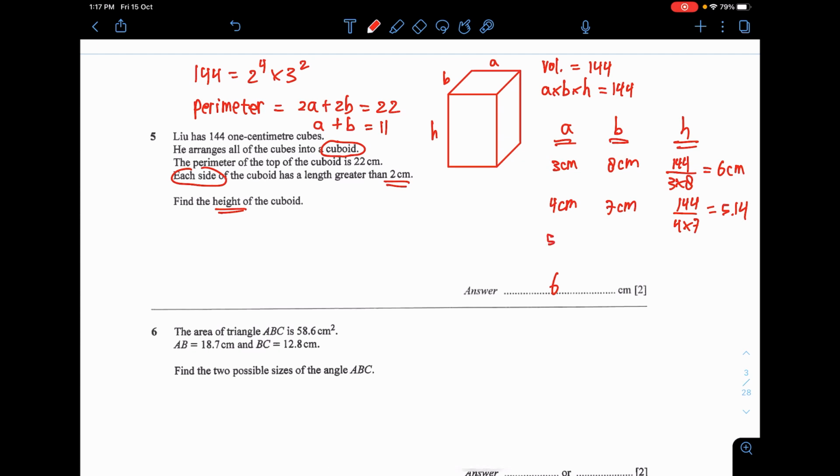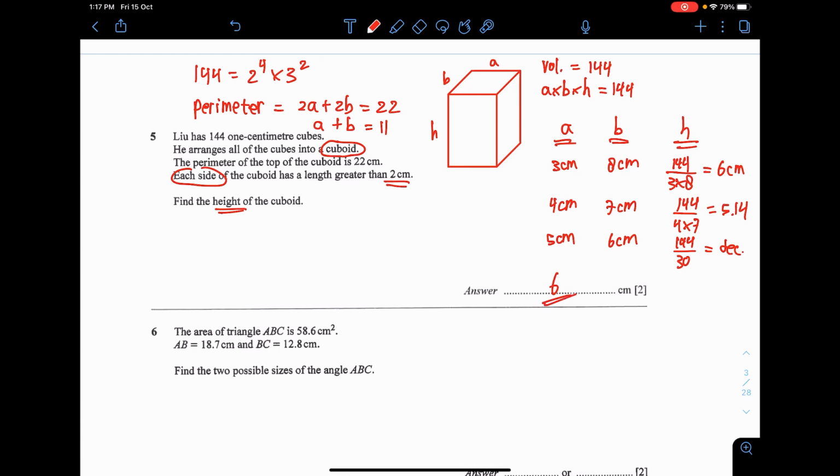How about the side to be 5 cm? In this case, you'll get 6 cm here. So this one is 144 divided by 5 times 6. Well, this is definitely a decimal again, so that will not be true. You can keep trying, and none of them are going to give you an integer on the height. Hence, the answer must be 6 cm.